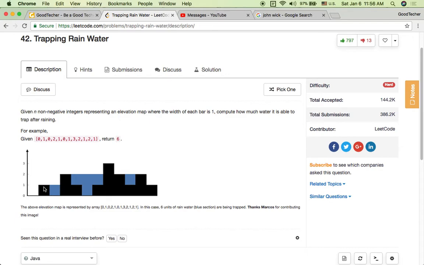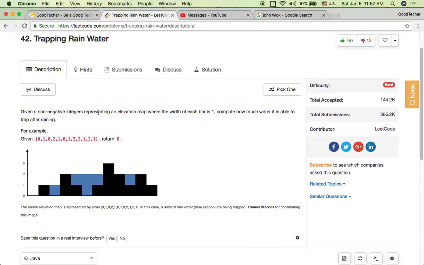And those black squares are the bars. The vertical line indicates the height of the bars, and the horizontal line indicates the sequence of bars. Like the first bar, the height is 0. In the picture we don't see it, but there actually is a bar here, a bar with a height of 0. The second one is a bar with a height of 1. The third one is another bar with a height of 0. The fourth one is a bar with a height of 2. The fifth one is a bar with a height of 1.